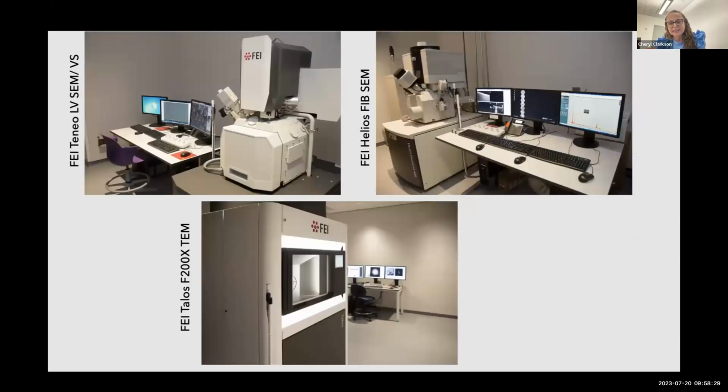As you can see here, these are the kinds of instruments that we have in our center that we use on a daily basis for this kind of experiment. We have the Teneo that is equipped with the volume scope. We have our Helios, where we can perform FIB-SEM when we want to cut thinner. And then we have our Talos if we want super high resolution, if you want to see something membrane-ish or whatever. We have our TEM also. And everything can be used for the CLEM experiments.